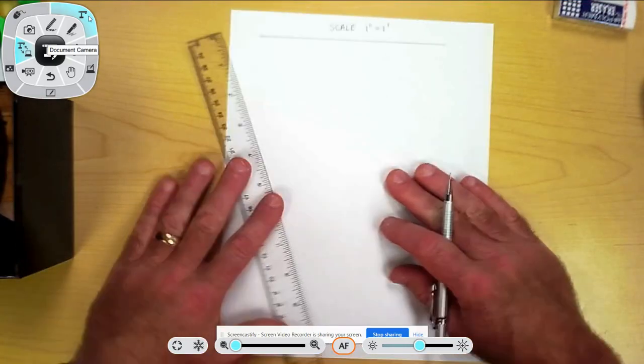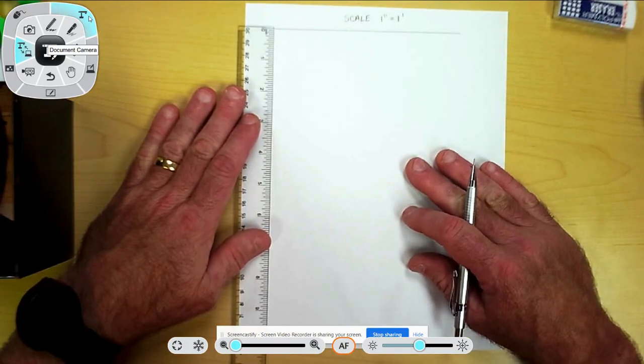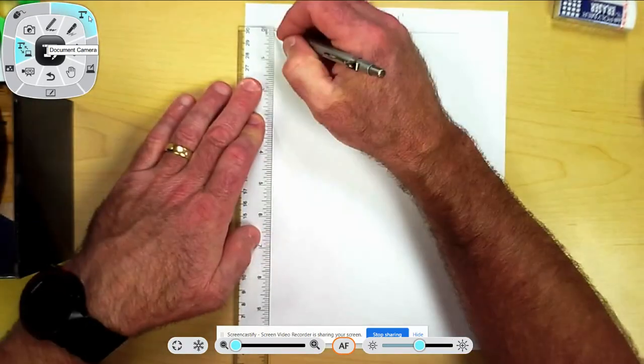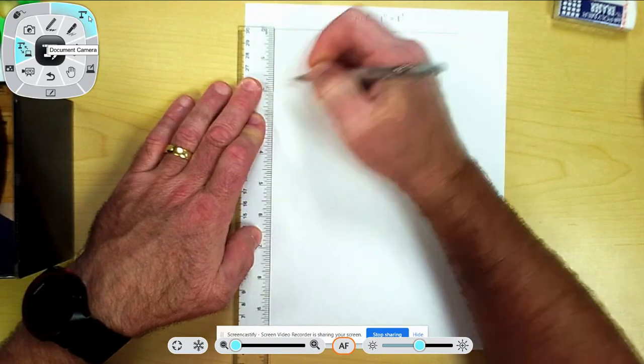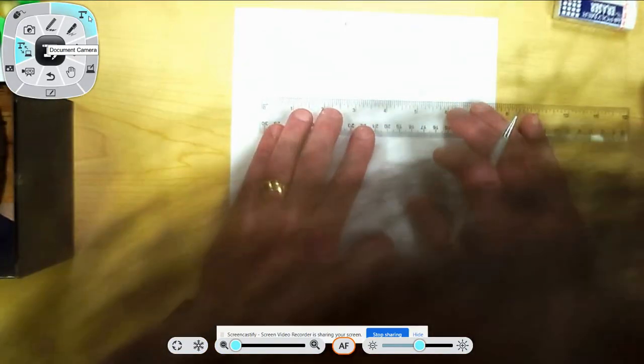So now we've got the top one. Let's do the side one. We know we were looking for a 2-foot side. So go ahead and follow along with me. Pause if you need to. 2 feet. I'm going to do 6 again on the bottom.